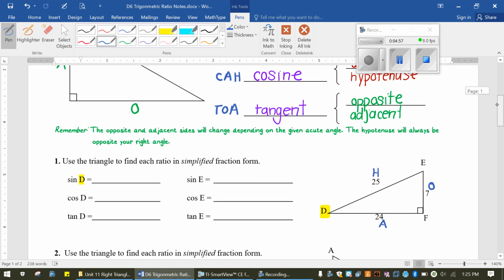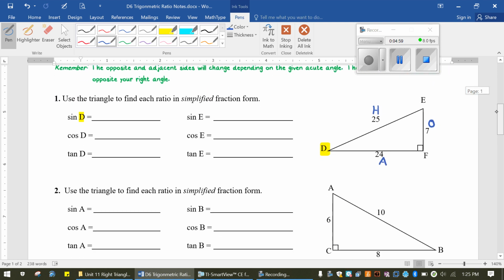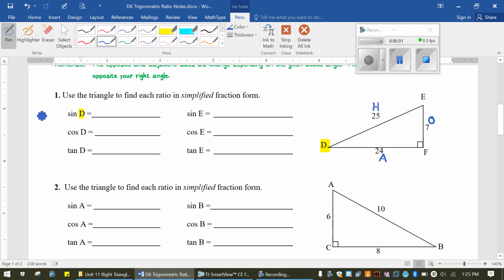You're going to see me write those little abbreviations here as I start to work on these fractions, these ratios. So if we're looking from D, 7 is the opposite side, 24 is the adjacent side, and 25 is the hypotenuse.